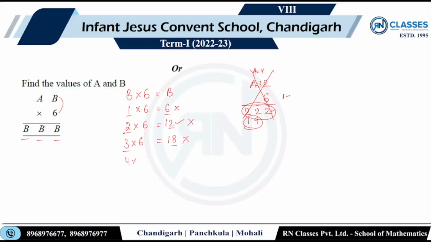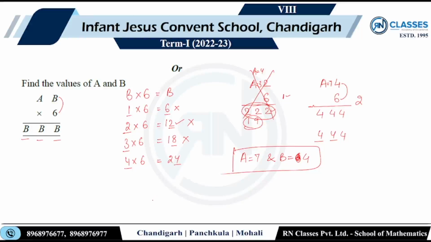Now, 4 into 6 is 24. Again, there is a chance. Match kar raha hai. So, again, A4 into 6 has to be 4, 4, 4. 6 4s are 24. Wonderful. Right? Now, still I have to put it over here. 6 into A. 44 ke kareeb. 7 6 are 42. If I take it as 7 6 are 42 into 2, that is 44. Wonderful, I got it. Put A as 7 and B as 4. A as 7, B as 4.